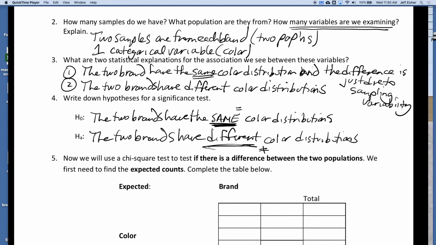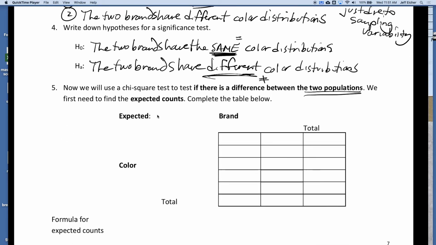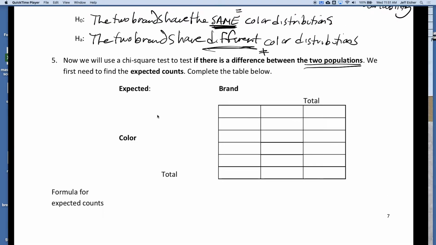Okay, so we're going to use a chi-square test to test if there's a difference between the two populations, the two types of brands. But first we need to calculate the expected counts. So let me write the totals again, just the totals, not the observed. The totals are 60, 32, 37, 55, 40, and then 124 and 100. Okay, so those are the totals.